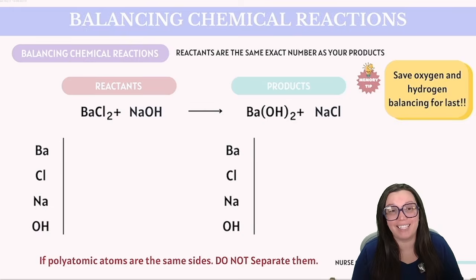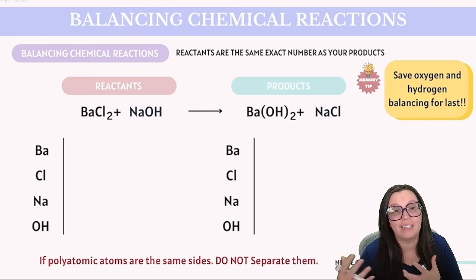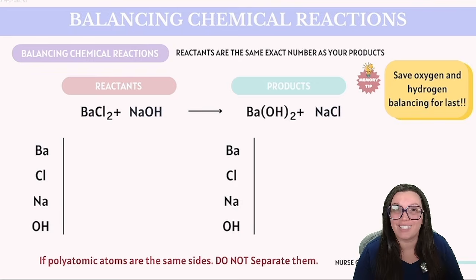The goal of balancing chemical equations is to ensure that the number of atoms for each element is identical on both sides of the equation.